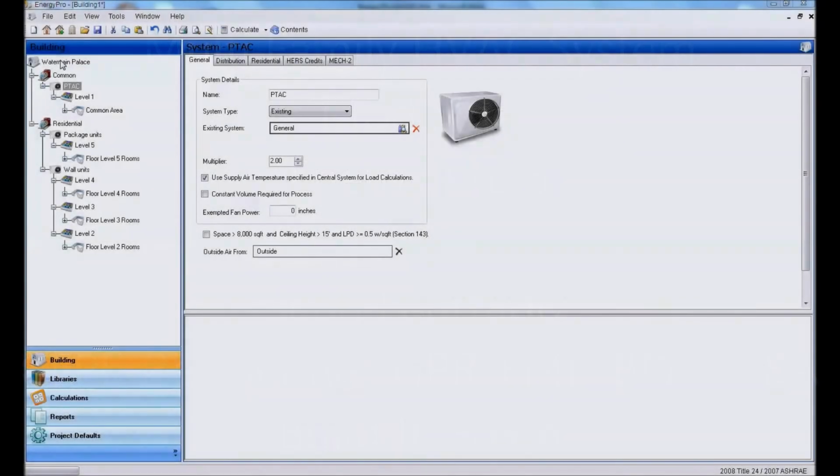Hi, and welcome to our third video on how to model multifamily buildings in Energy Pro. In the last video, we discussed how to model the plants or the water components of the building, whether it be for heating, cooling, or domestic hot water. In this video, we will be going over the HVAC systems, or the heating, ventilation, and air conditioning systems in Energy Pro. So we'll be working in this icon here called the systems.